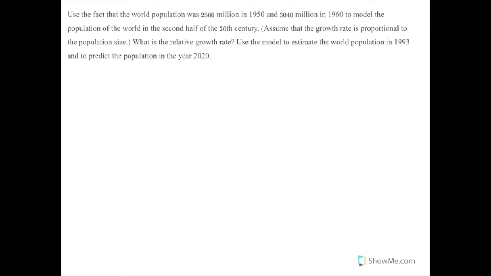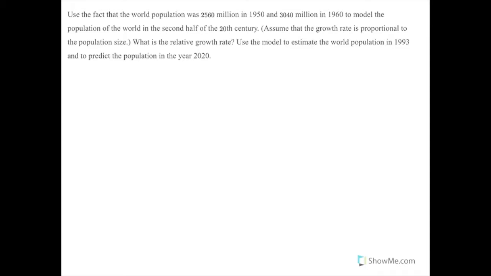This problem says, use the fact that the world population was 2,560 million in 1950 and 3,040 million in 1960. Okay, by the way, I don't know why they're using thousands of millions like that. That just means 2.56 billion with a B and 3.04 billion with a B. So we know the population in 1950, we know the population in 1960, and it says use that fact to model the population of the world in the second half of the 20th century.